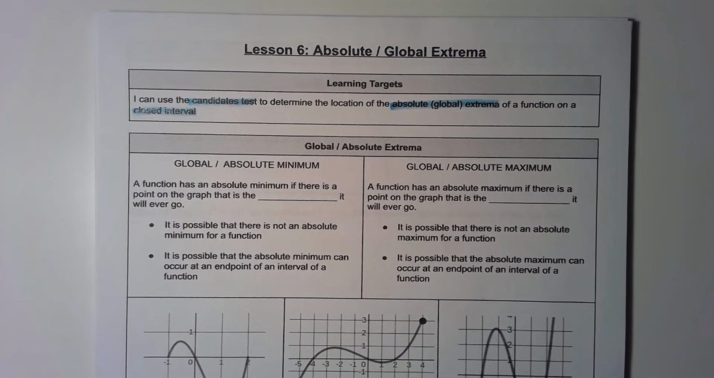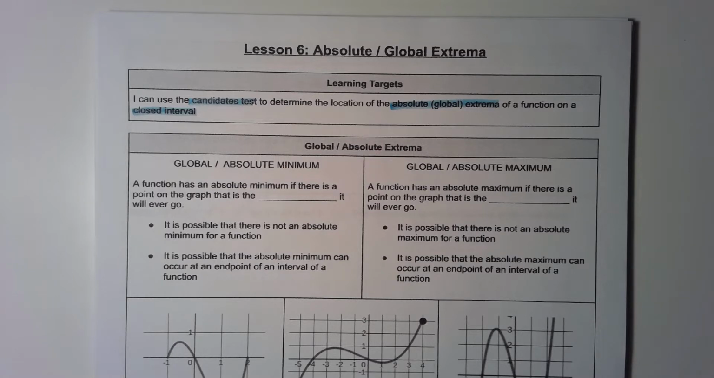Now, here's what's really important. I want you to think back to when we first started talking about relative maximums and minimums. We said, hey, you can use the first derivative test or the second derivative test to find relative maximums and minimums. Today is the day where we're adding in global or absolute maximums and minimums. So let's talk about that definition, and then we'll talk about how to find them.